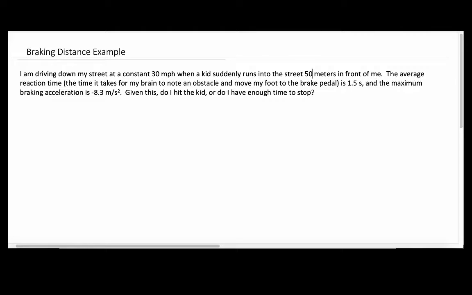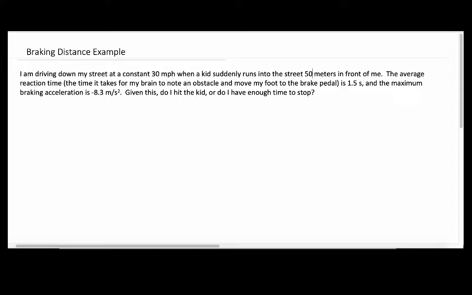So in this video, we're going to go over a braking distance example. You sometimes see questions similar to this. I'm driving down the street at a constant 30 miles per hour when a kid suddenly runs into the street 50 meters in front of me. That's about half a block or so. It's a half football field.